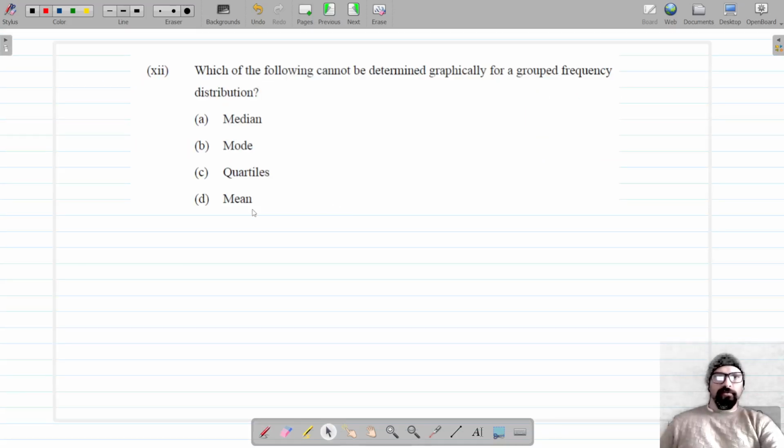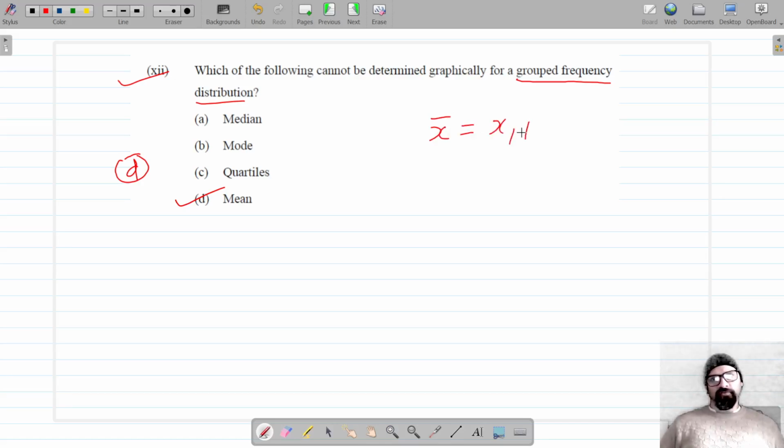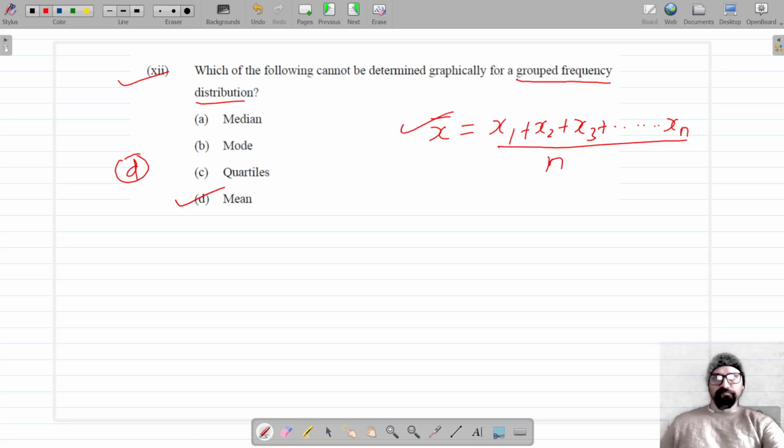Okay, for the next question, which of the following cannot be determined graphically for a grouped frequency distribution? And the answer for this is mean. I will explain how. Now, the mean, we know how to find out the mean for a number of observations. So mean is given by x1, let's say we have these observations, x1 plus x2 plus x3 plus dash dash dash till xn divided by the number of observations. This is how you find out the mean, where n is the number of observations.